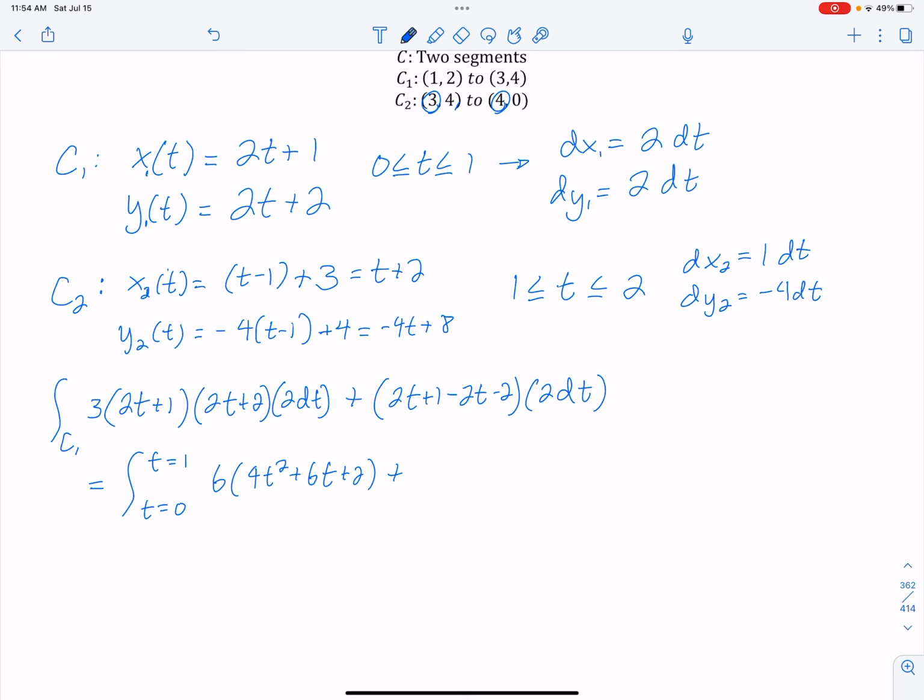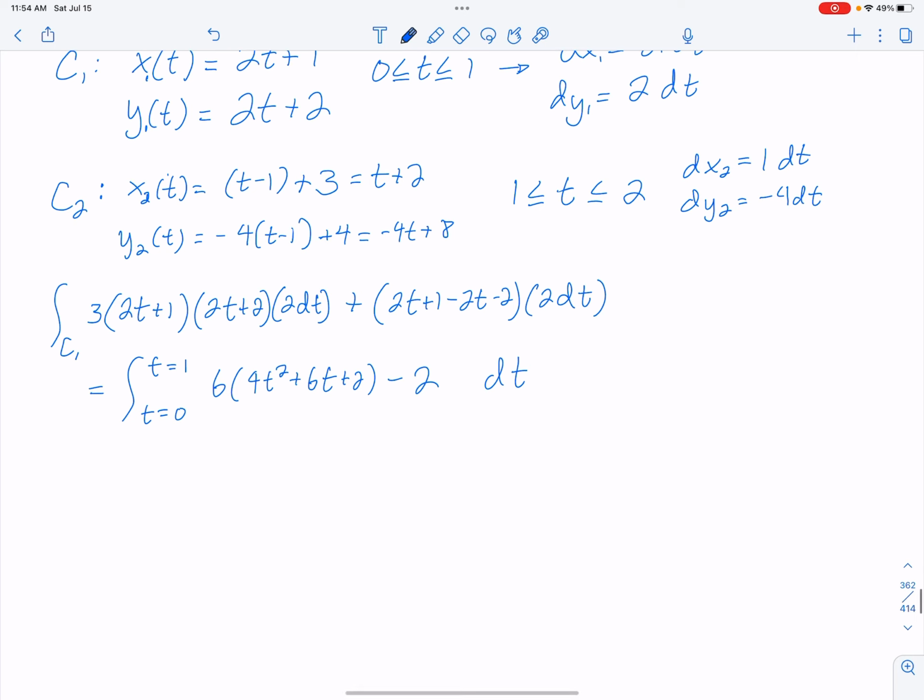So that cancels out, and I get a negative 1 times 2, so I get a negative 2. The t's cancel, I get a negative 1 times 2. Now all this is dt. Now I'm going to go one more step and get everything together. I have 24t squared, 36t, and then 12 minus 2, which is 10, dt.